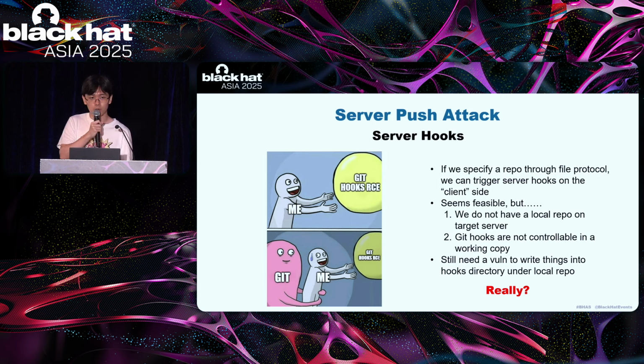And this is the core of the server push attack. It seems feasible, but we don't have a local repo or target server. And Git hooks are not controllable in a working copy, so we still need to write things into the hooks directory under the local repository. Is that really the case?